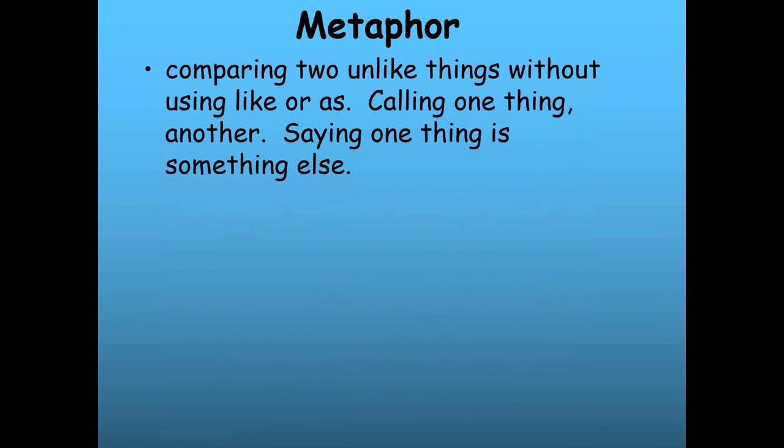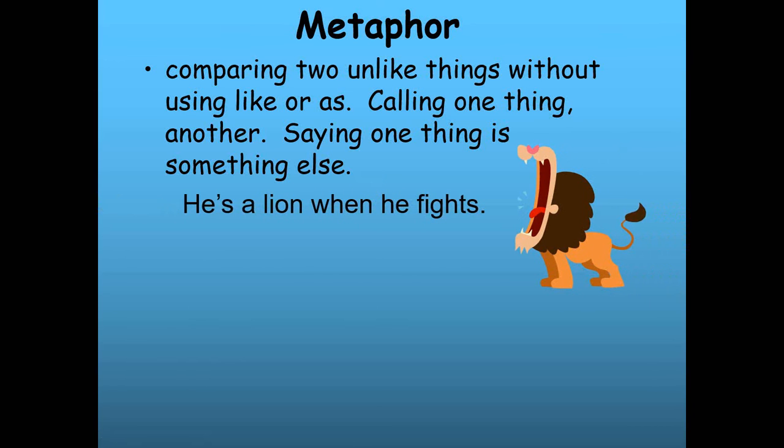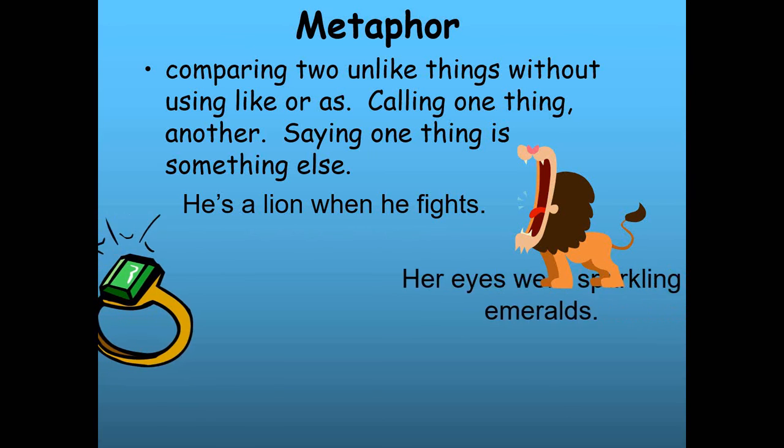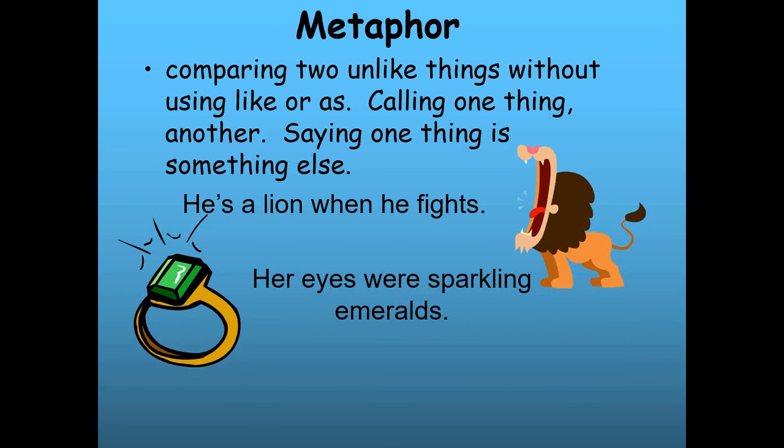While a metaphor is also comparing two unlike things, but you're not using like or as. Calling one thing another, saying one thing is something else. For example, I can say he is like a lion when he fights, but I removed like and said immediately that he's a lion. This is a metaphor. Her eyes were sparkling emeralds. Here I'm saying her eyes are like sparkling emeralds, but I removed the like, and that makes it a metaphor.